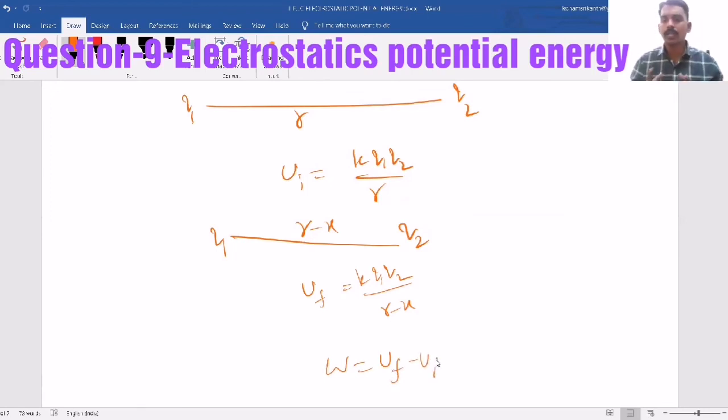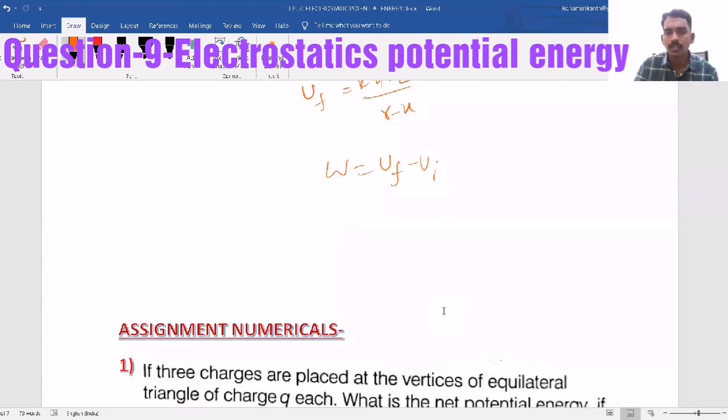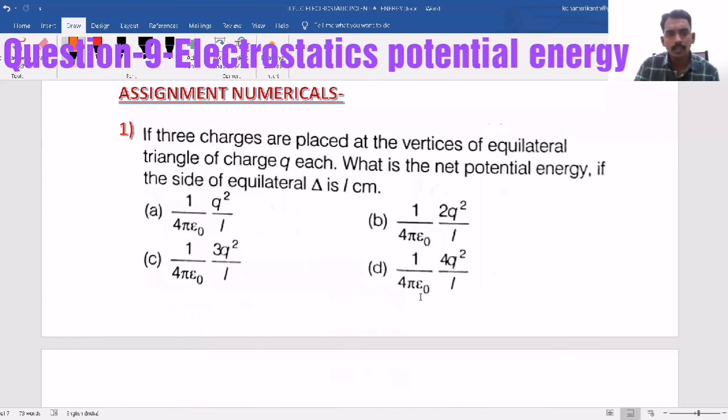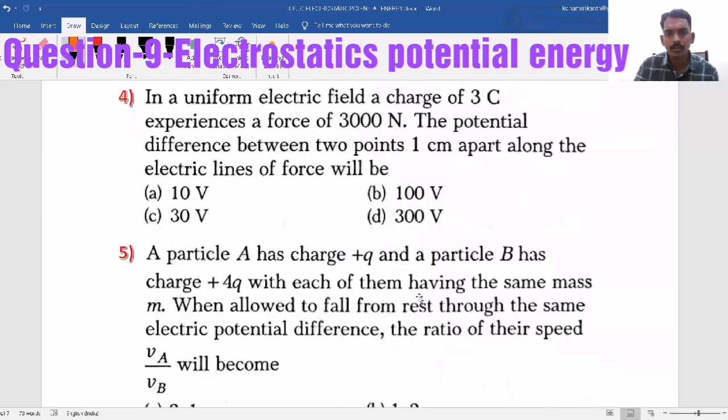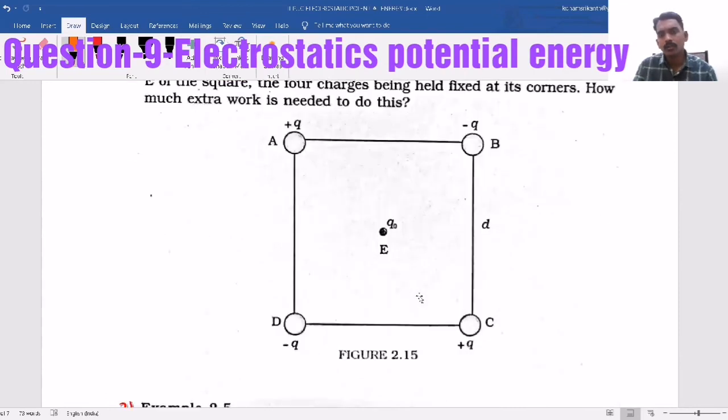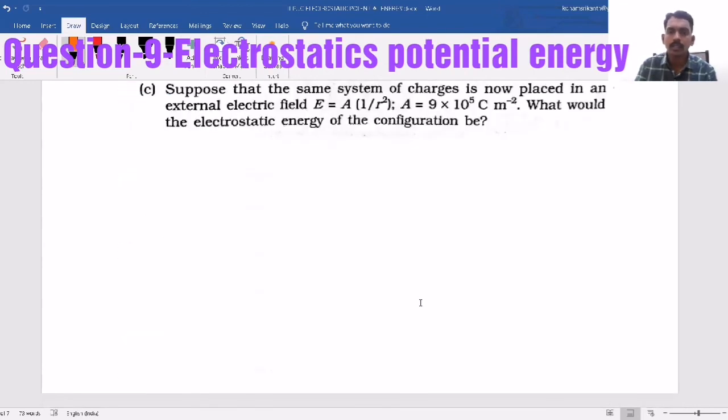So this is the concept of the relation between work done and change in electrostatic potential energy. If in the same question they ask, what is the work done by the electrostatic force, then it will become negative. So you need to understand what they are asking exactly, and then accordingly you have to apply whatever formula is applicable. So this is how you try to deal with it. And I have given 5 assignment questions, similar type of questions, and also a few questions are there in NCERT. Please try to solve them.